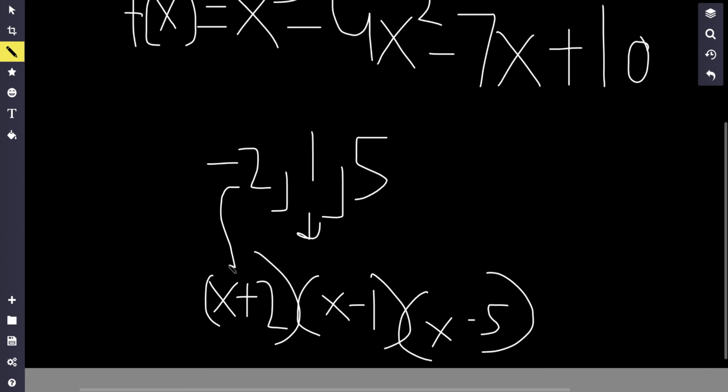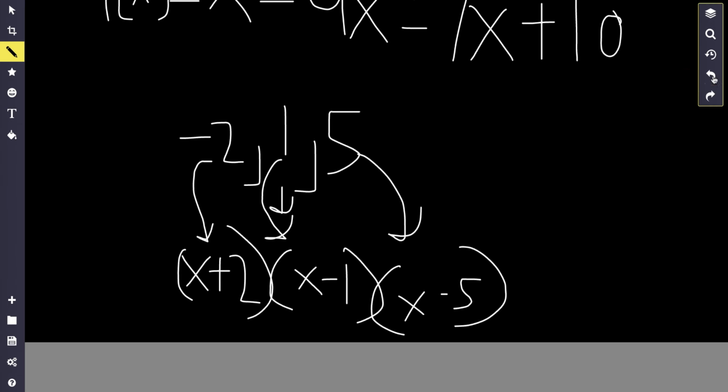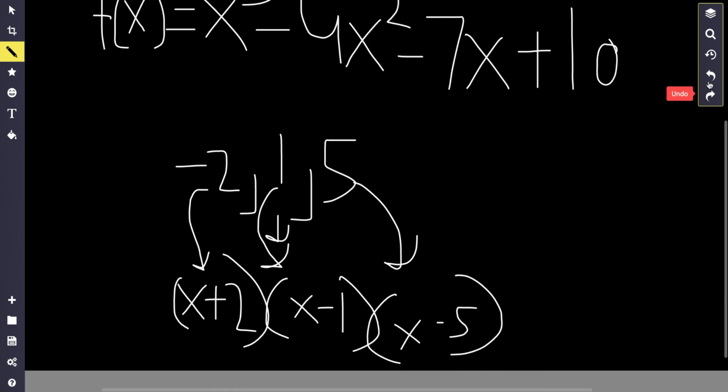Notice how when I go from the zeros to the factored form, I always write it the opposite way, right? This negative 2 turns into a positive 2, because negative 2 plus positive 2 gives me 0. This positive 1 becomes negative 1, because positive 1 minus 1 gives me 0. So when you're converting from zeros to the factored form, it's always going to be the opposite of what you're expecting to do.